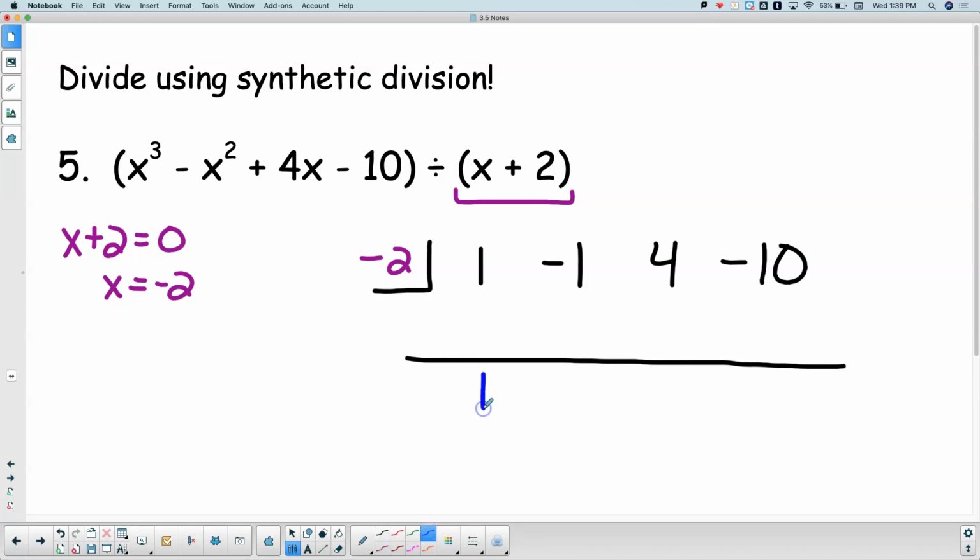Drop, multiply, add, multiply, add, multiply, add.